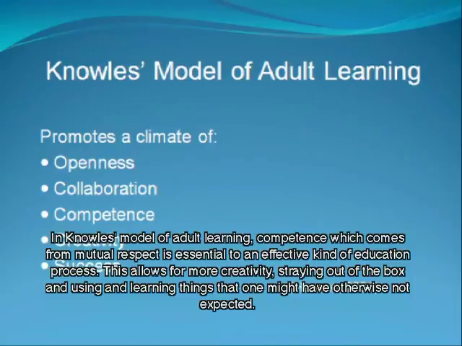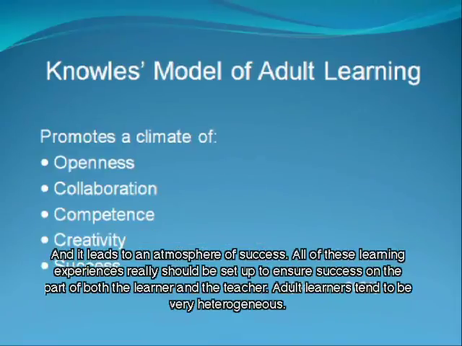In Knowles' model of adult learning, competence, which comes from mutual respect, is essential to an effective kind of education process. This allows for more creativity, straying out of the box, and using and learning things that one might have otherwise not expected, and it leads to an atmosphere of success. All of these learning experiences really should be set up to ensure success on the part of both the learner and the teacher.